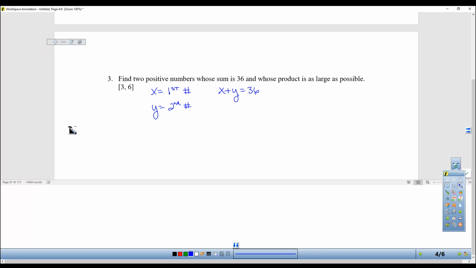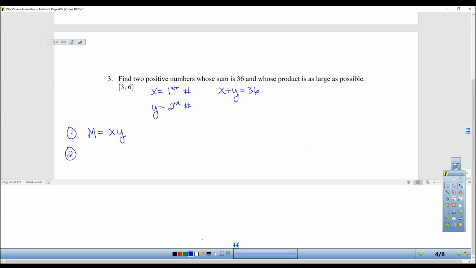Okay, I found it. Step 1. What are we trying to maximize? We're trying to maximize the product of x and y. So x times y. Always ask yourself, what is it that they want me to maximize or minimize?